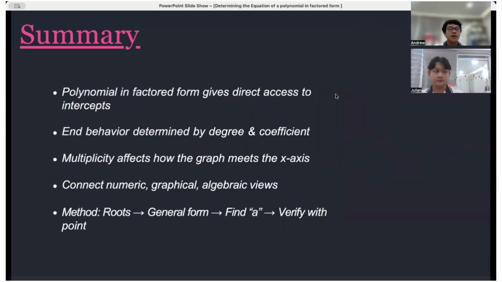So as a summary, factored form gives direct access to the roots, degree, and end behavior, and also always confirm with a known point. By connecting algebra, graph, and numbers, we fully understand polynomial behavior.